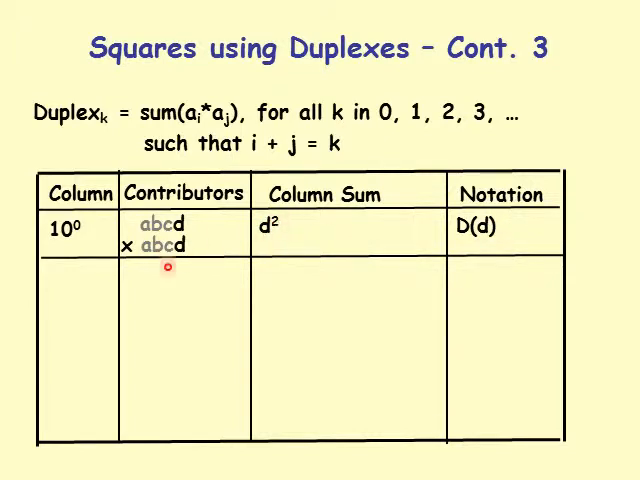Where did we get d squared from? Multiplying these 2 digits in the units column here, and it goes in the units column of the result. Okay, let's continue to the next column here.